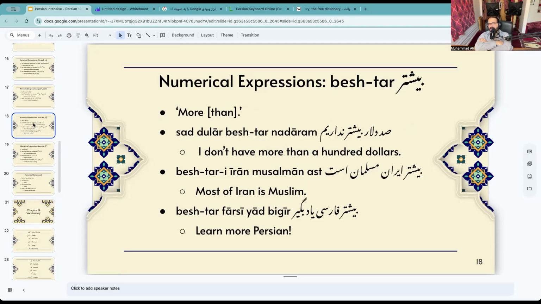Bishtar means more than, but it actually means something like more, because besh itself, or bish in Iranian Persian, means more, and then tar is the superlative. So bishtar, taken altogether, means more. $100 bishtar nadarim. $100 more we do not have. We don't have more than $100.